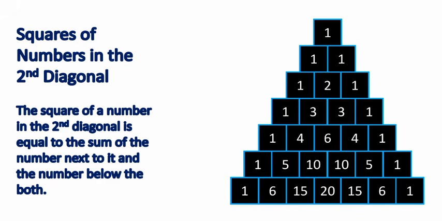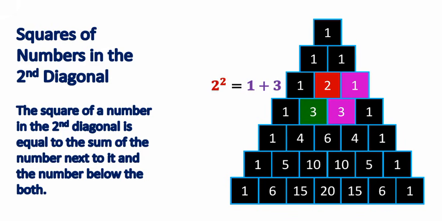The square of a number in the second diagonal is equal to the sum of the number next to it and the number below the both. For example, this number 2 lies in the second diagonal. Its square is equal to the sum of these two numbers. That is, the square of 2 is equal to 1 plus 3.